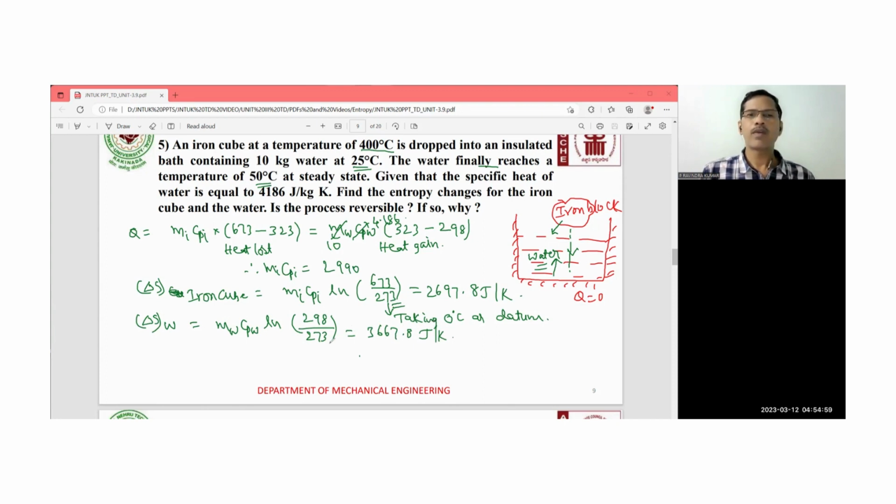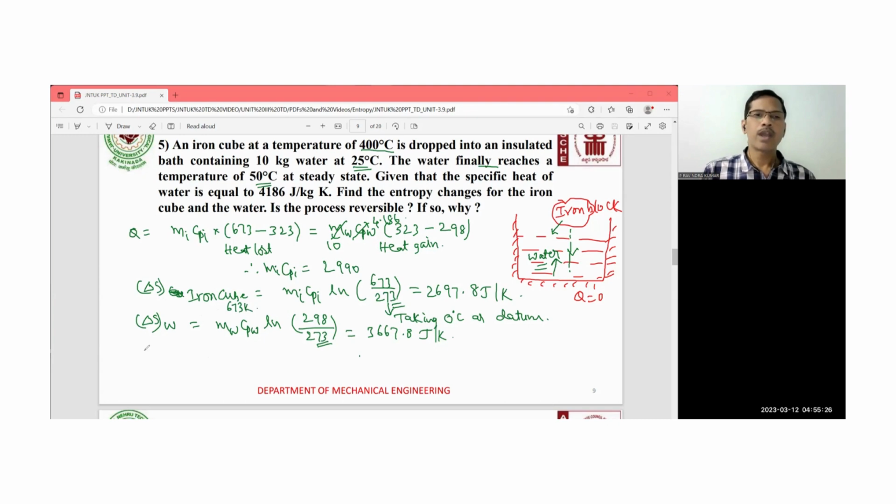So this is taking the entropy of water. Again, one has to be more careful about this particular datum value. Once this is over, then here the entropy change of the iron, this is the basis here, entropy change of the iron cube that is at 673 Kelvin.